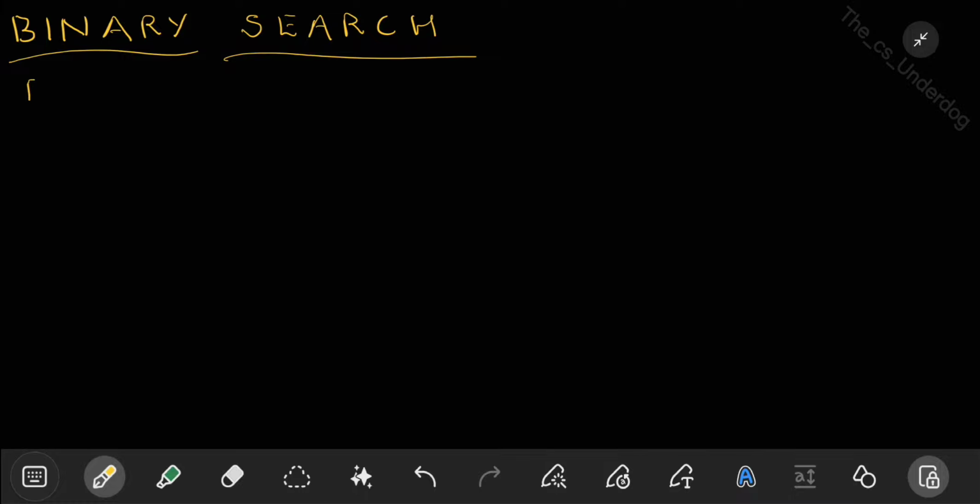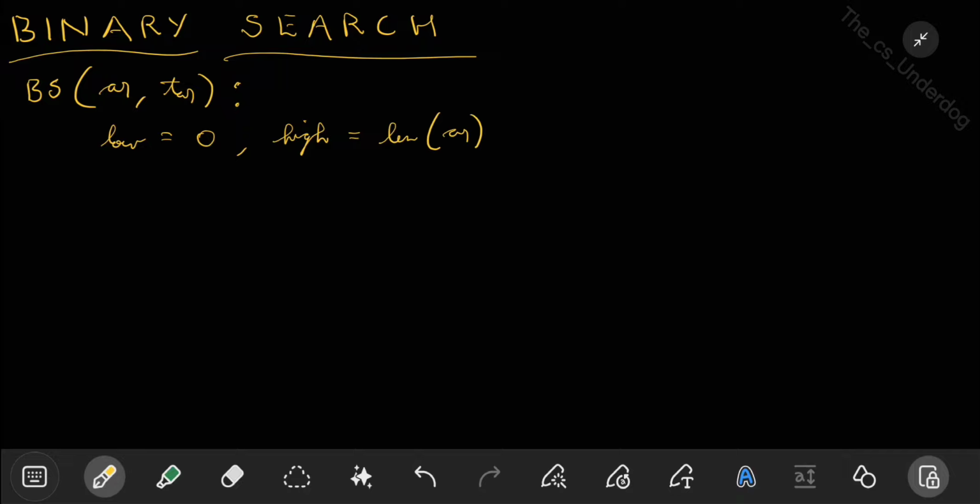Let us say binary search of an array and a target. So target is what you want to search for. That is the element you are searching for in the array. First thing, you should initialize the values of low and high. So you will have low, which is 0. And what will be your high? High also you have to initialize. You will initialize it as length of array minus 1.